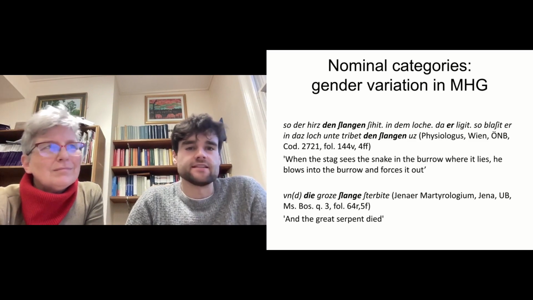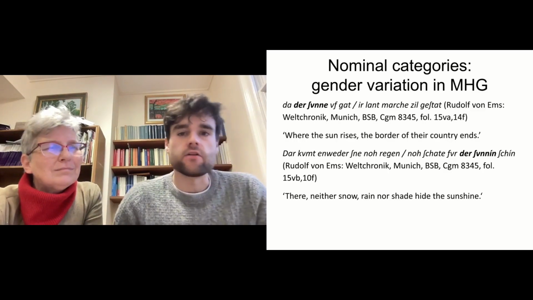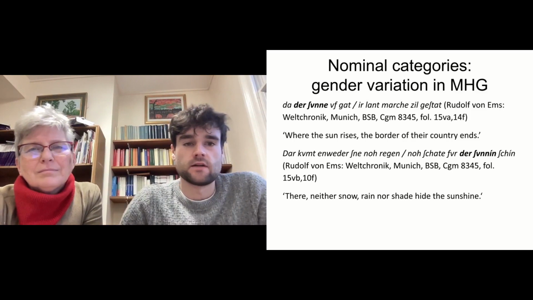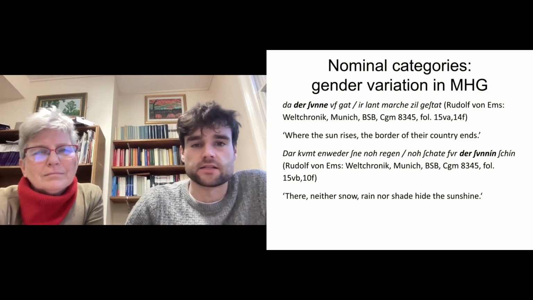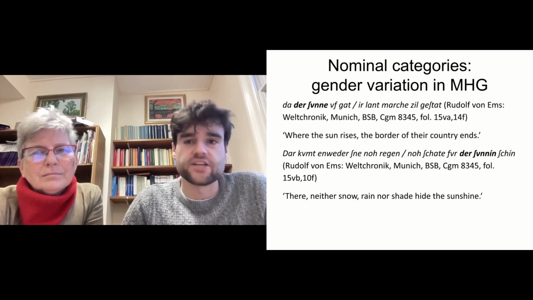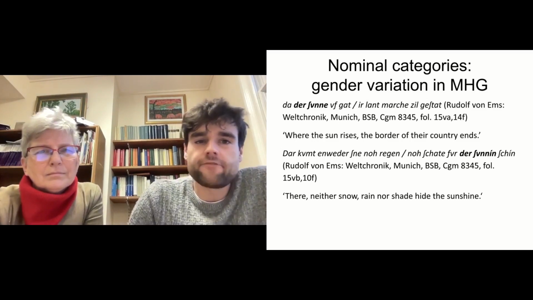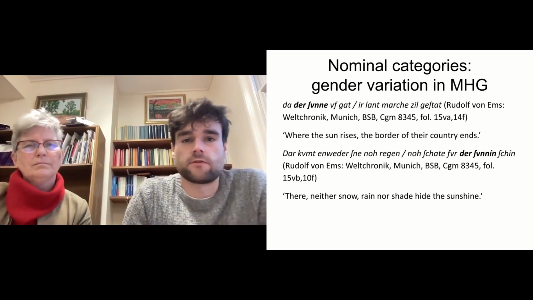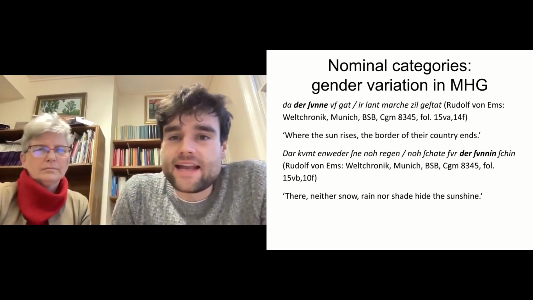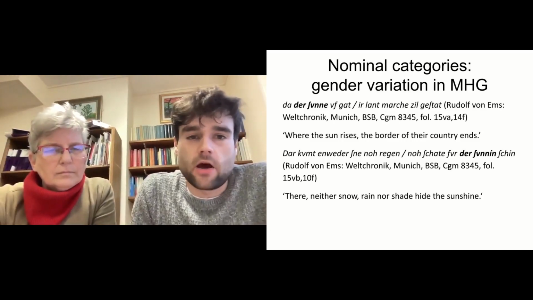For New High German Die Sonne, the grammar lists over 200 feminine examples, but also 26 masculine tokens, which disappear, however, during the 13th century. The following evidence from the Weltchronik of Rudolf von Ems indicates that gender variations can also occur within the same source.